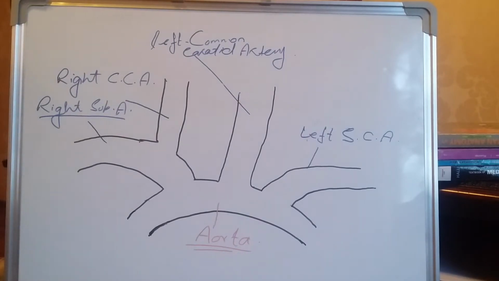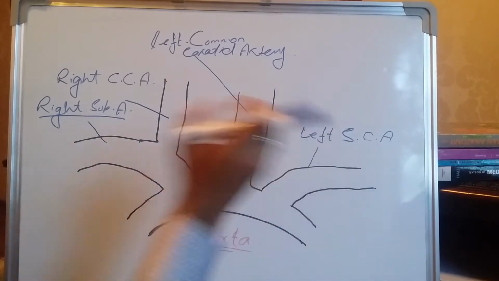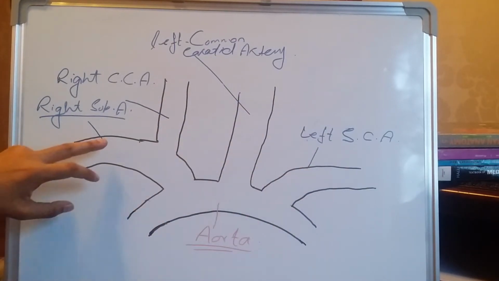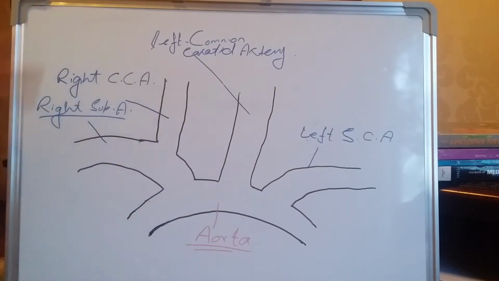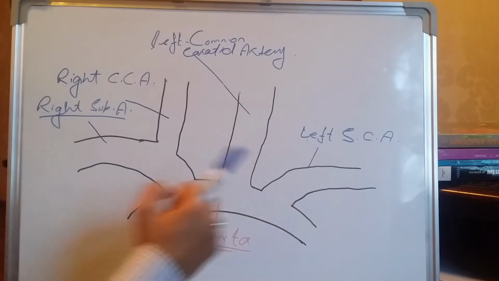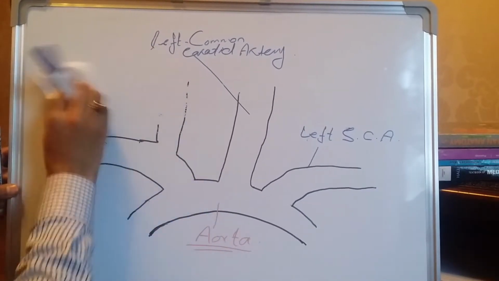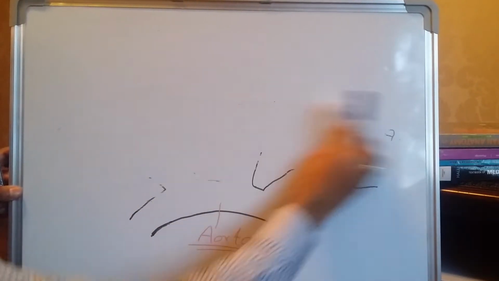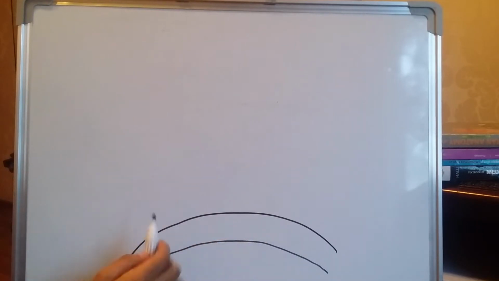So first of all, we will discuss the branches originating from the arch, that is the left subclavian artery and right subclavian artery, and further we will discuss later the circle of Willis, which is mainly formed by the vertebral arteries originating from the subclavian arteries. So I'm going to draw only the subclavian artery. This is the common carotid artery, and I will make it again and again so you can easily understand.